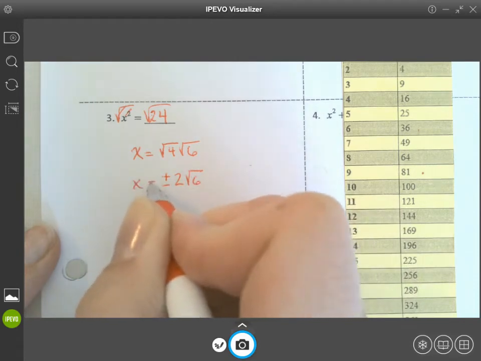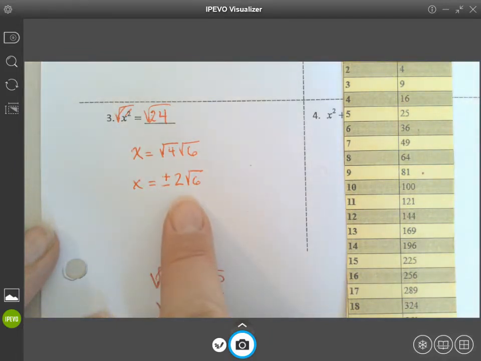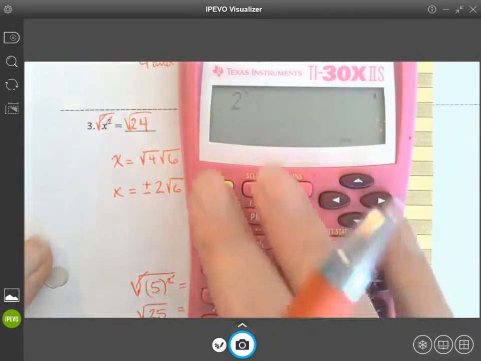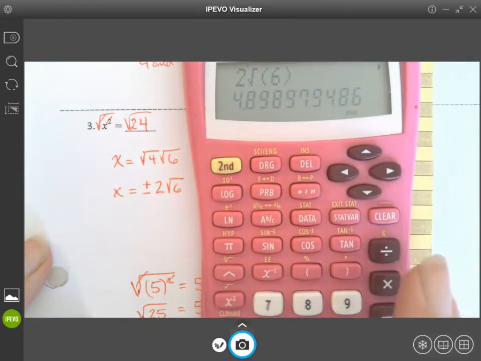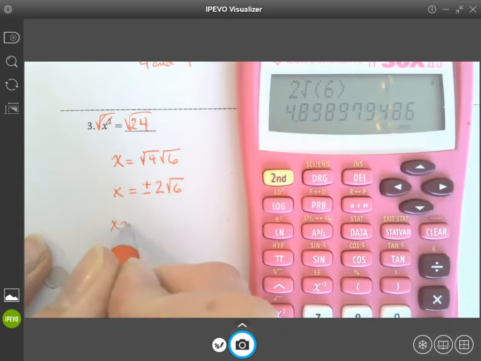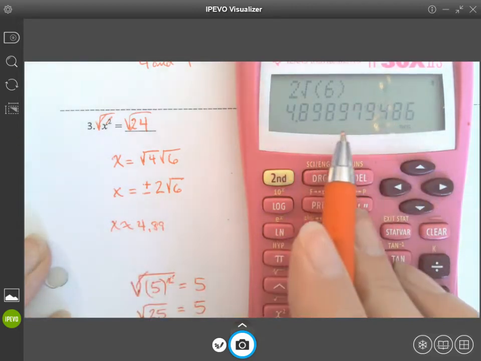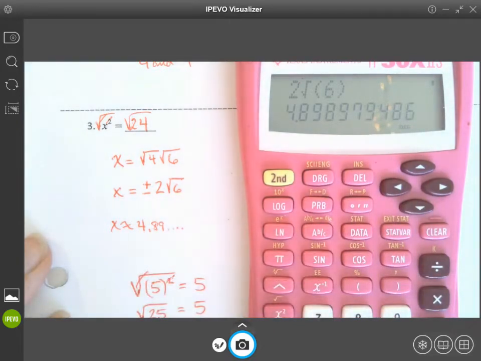I know you guys are like, yes, it is. The square root of 4 is 2. But when I'm asking the square root of 4, it's coming from what squared could give me that. Now, this looks like a weird answer. But if you type in the calculator 2 square root of 6, this is the approximate answer, 4.89. So x is approximately 4.89. Now, that's not repeating. Notice that it goes, so it'd be like 4.9.